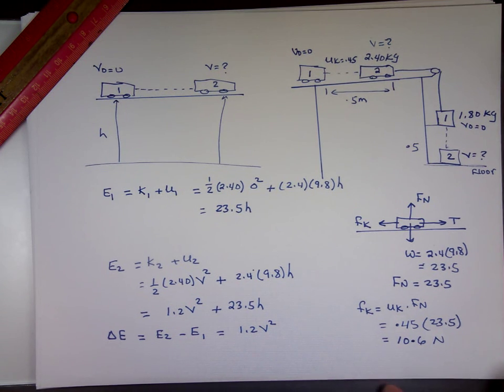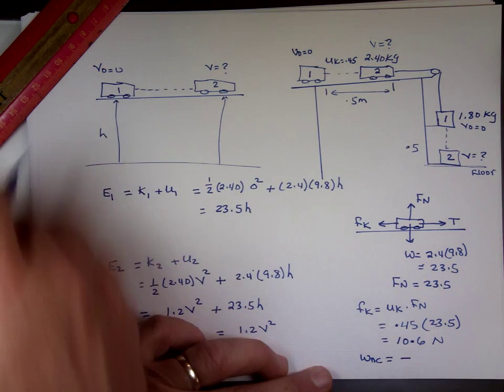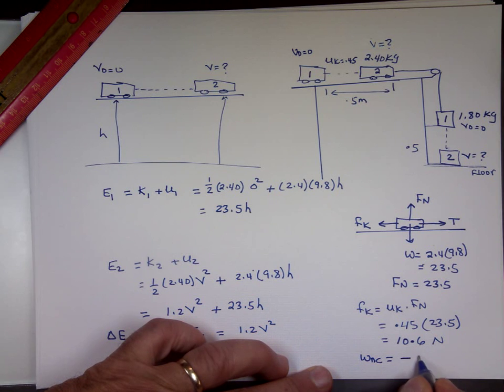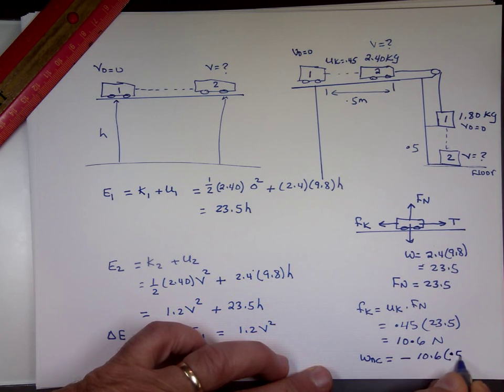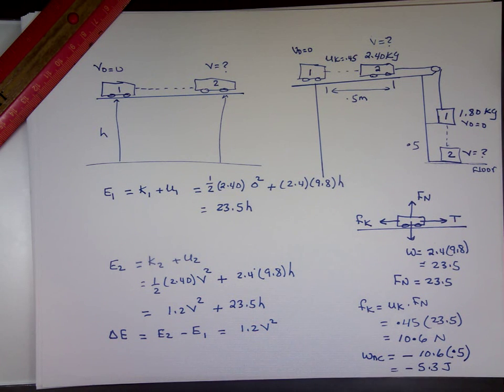And now, what's the work done by the non-conservative force? It's going to be negative, because the block goes to the right and the friction is to the left. The force times the distance: 10.6 traveling a distance of 0.5 meters, which is negative 5.3 joules. Just for the top part. I didn't even get to the side.